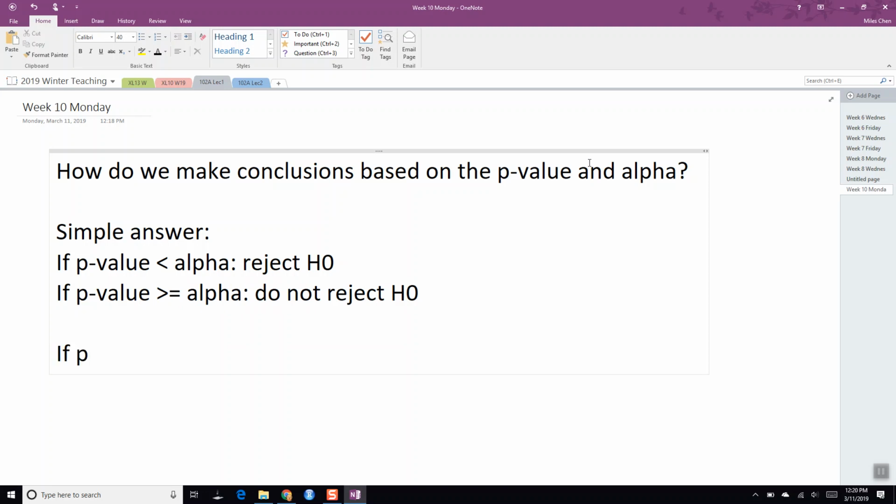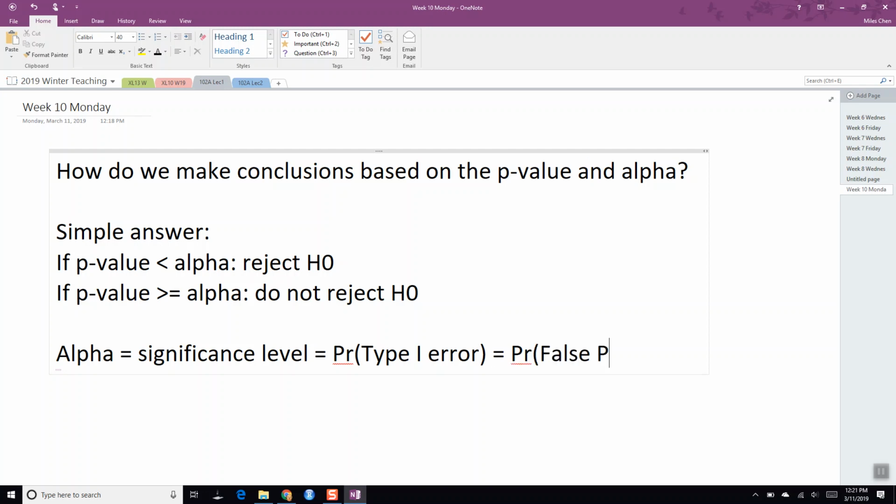So if the p-value is less than alpha, okay. Well, first of all, what is alpha? Alpha is your significance level. And what does the significance level even mean in the first place? This is the probability of committing what? Probability of type 1 error, which is, what's another name for the type 1 error? False positive, okay.